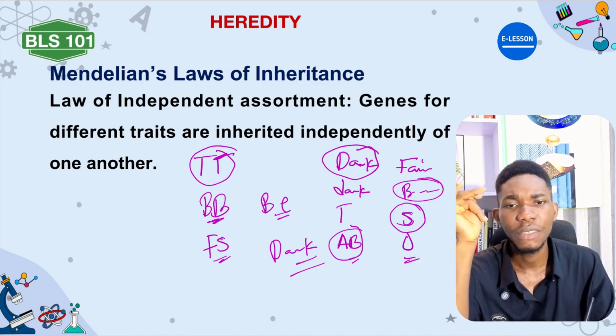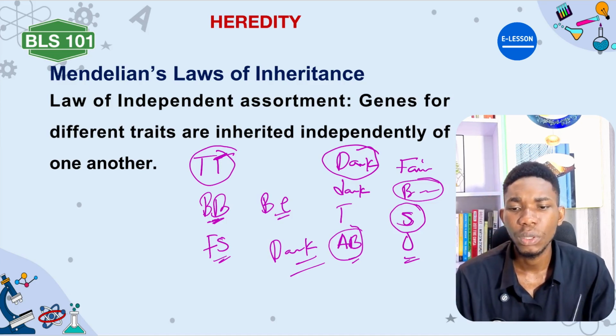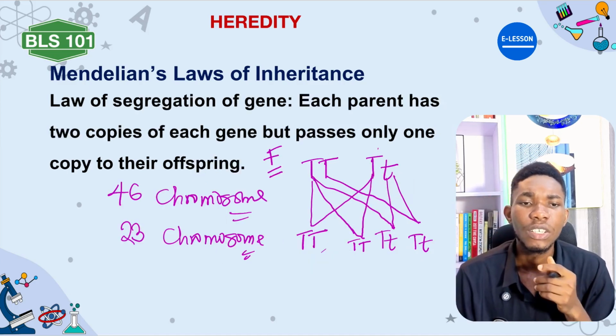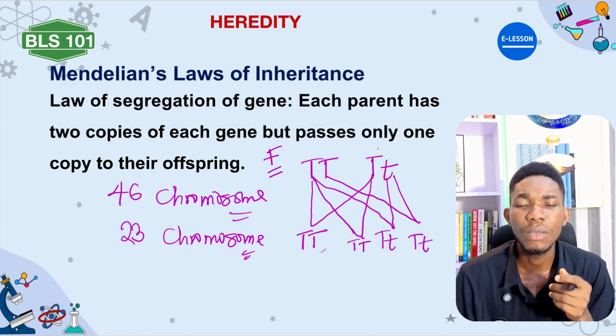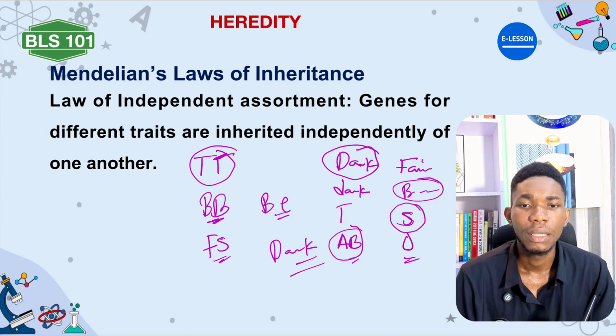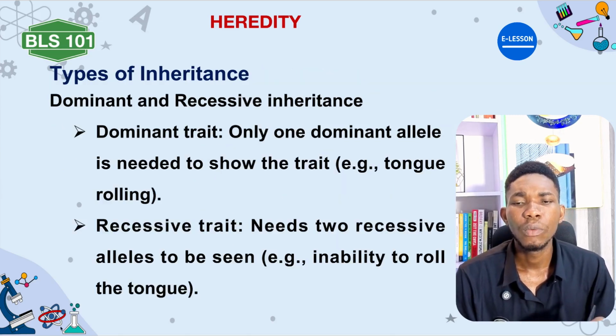It says that genes for different traits are inherited independently of one another. Then the law of segregation of genes: each parent has 2 copies of each gene, but passes 1 copy to the offspring. Are you getting it? Exactly. So now we have dominant and recessive inheritance.